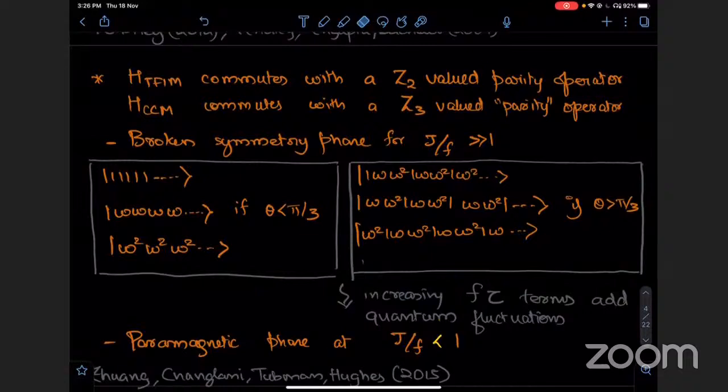The second point is that I think there is a set of papers by Jason Alicia and Fenley talking about some of these issues, but I'm not an expert on that.